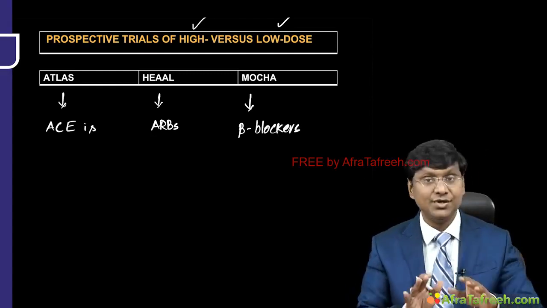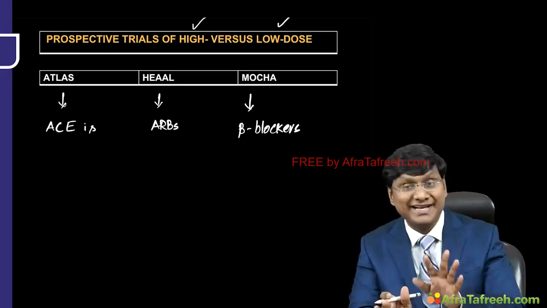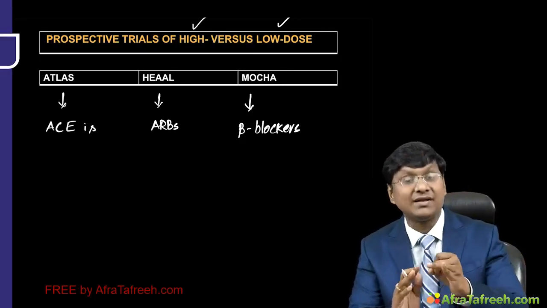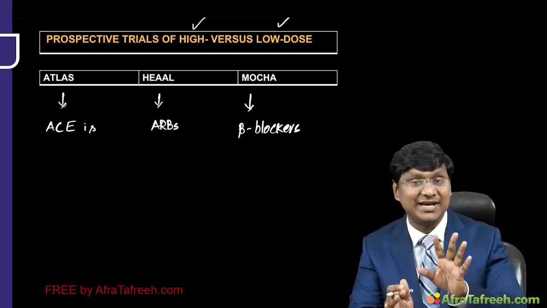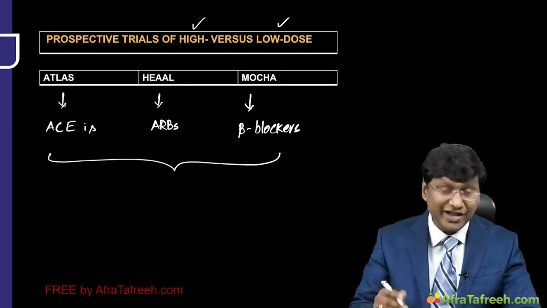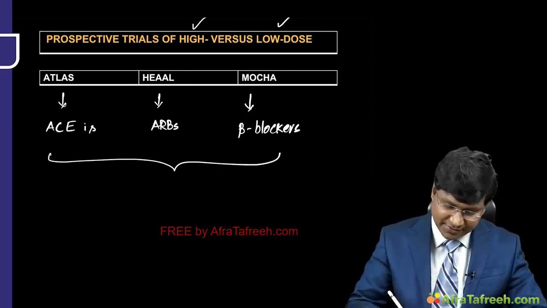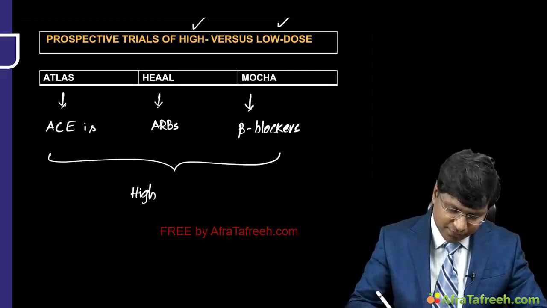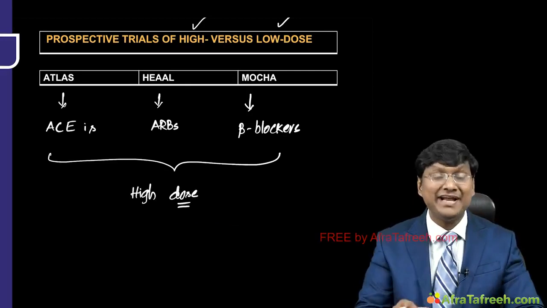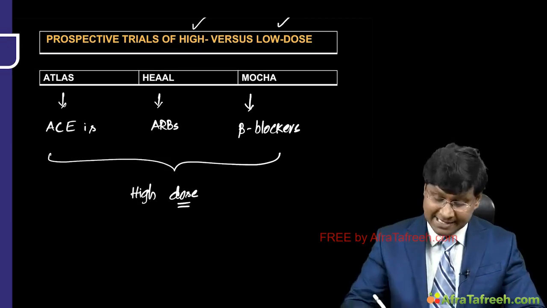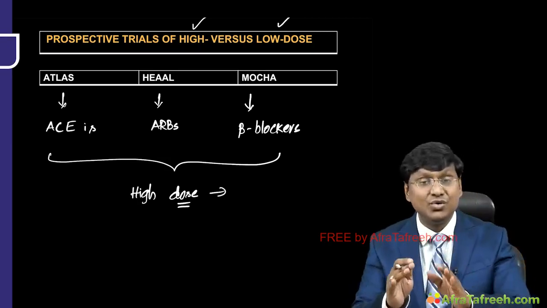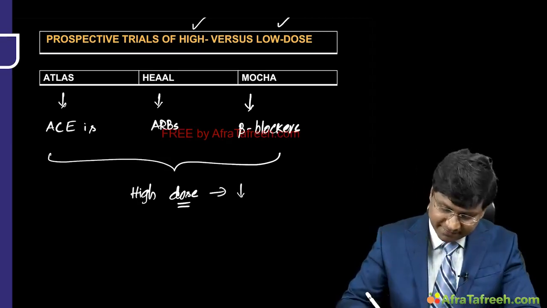What these studies, the ATLAS trial, the HEAAL trial and the MOCHA trial, have shown is that when you are starting these drugs in a very high dose, the maximal dose of these drugs, then only there were lower rates of death, right?